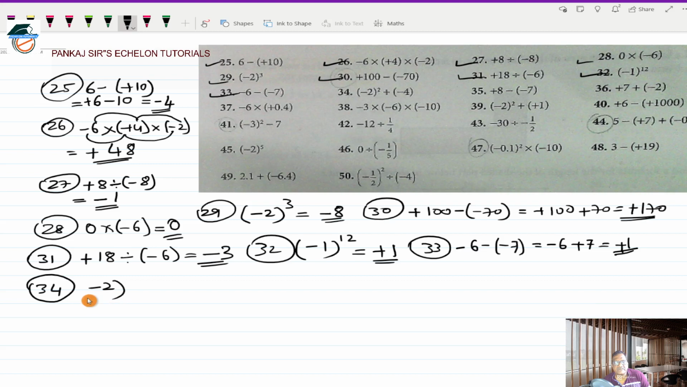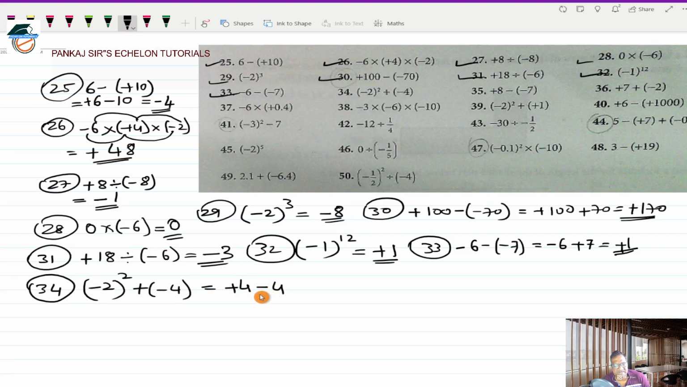Minus 2 the whole square, and it's a plus, and then there is a minus 4 in the bracket. Now this should work out to minus square is plus, because minus into minus is plus. 2 square is 4, so this will become 4. This plus into minus is minus, and then a 4. So this is plus 4 minus 4.